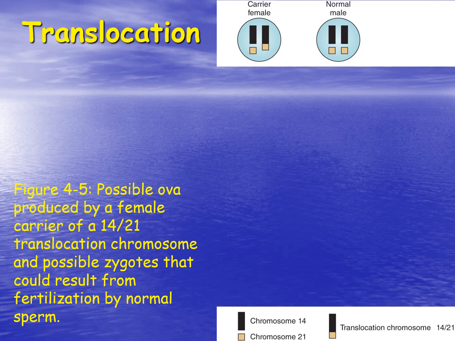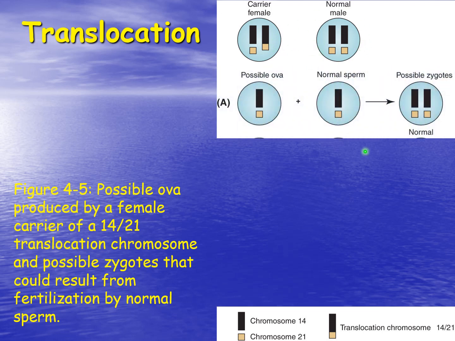And so this is what it looks like. Here we have a female carrier. She's got a normal 14 in the black here, a normal 21, but her 14 and 21 of the pair are now fused together, so she has a 14-21 chromosome. The male is normal. The possible ova this female could produce: she could have a normal 14 and normal 21 plus the normal sperm. We're going to have normal 14 and 21 pairs in the offspring.